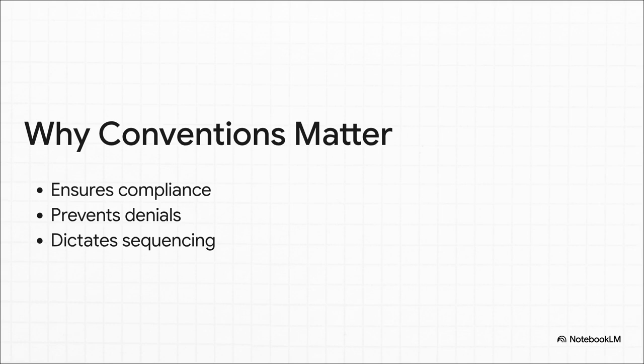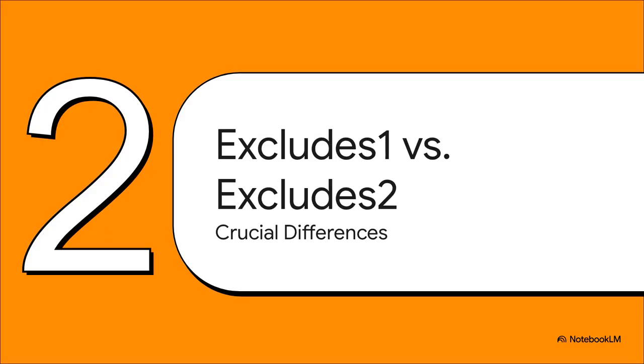And why does that matter? Because correct sequencing drives that IPDRG assignment. Plus, capturing the appropriate CC or MCC status means your facility actually gets properly reimbursed for the true severity of the patient's illness. Basically, ignoring these conventions is pretty much an open invitation for an audit failure, and nobody wants that. Moving right along to Section 2, excludes 1 versus excludes 2.